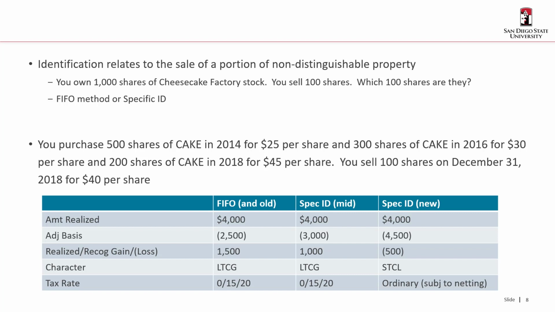So you can see that choosing different shares as the shares you sold really can affect your taxable income. So in this case, if you had maybe no other losses and you wanted to recognize some losses, you could take them right away.